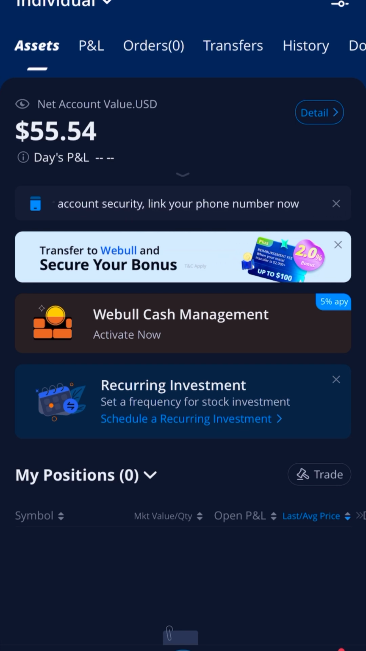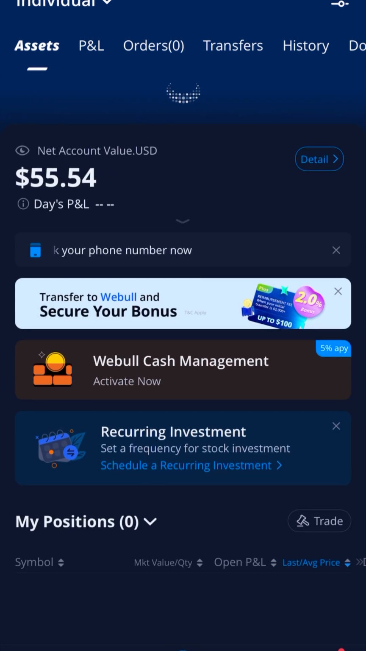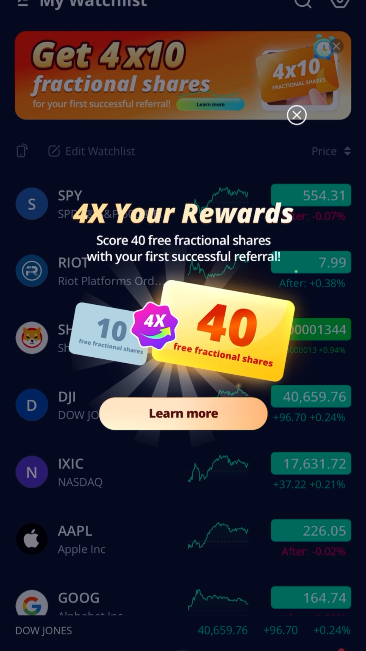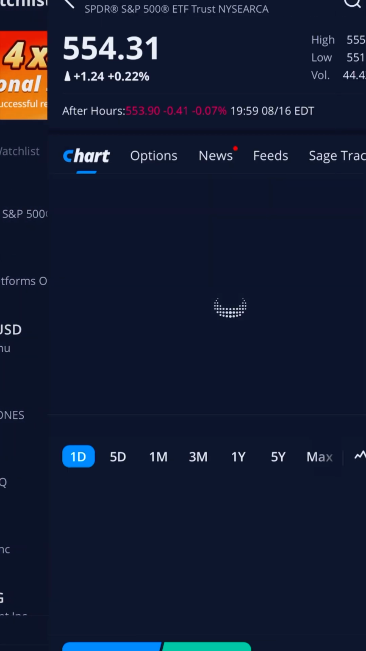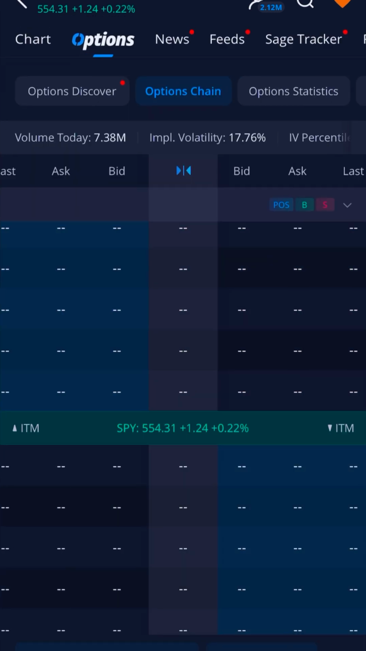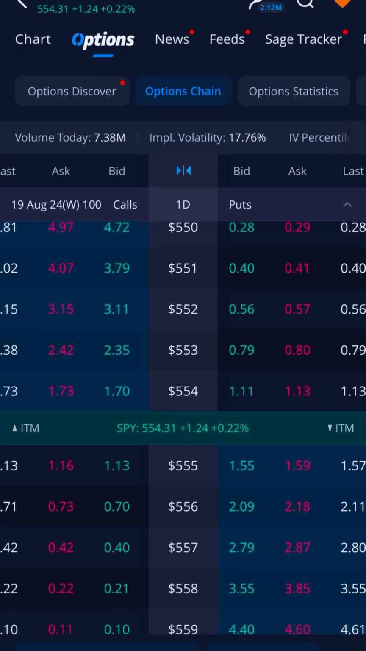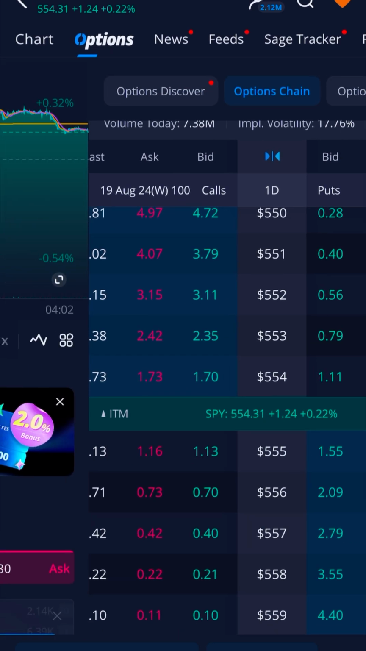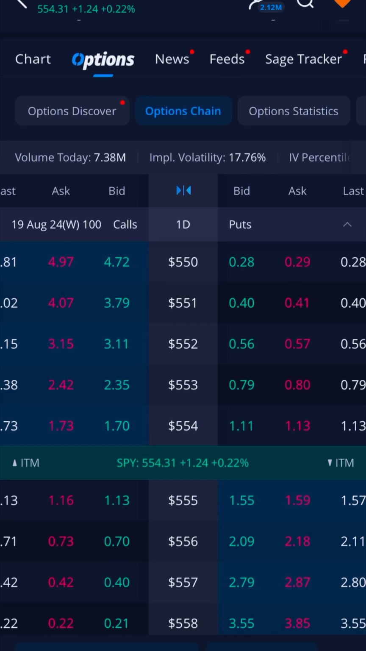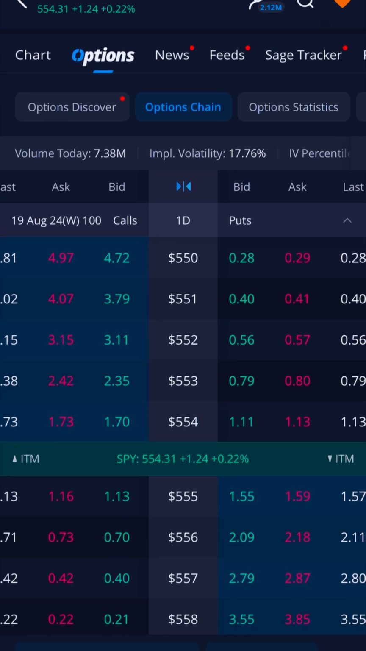So it's the same here. You just go here and search for the S&P 500. And what you want to do is go to options. And the same things are here. I believe the top here is same day. So this is in a 24-hour period. So this is same day.